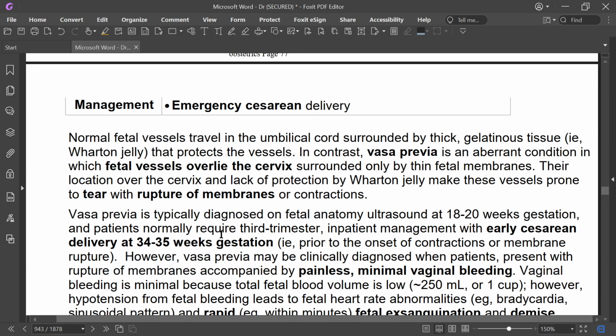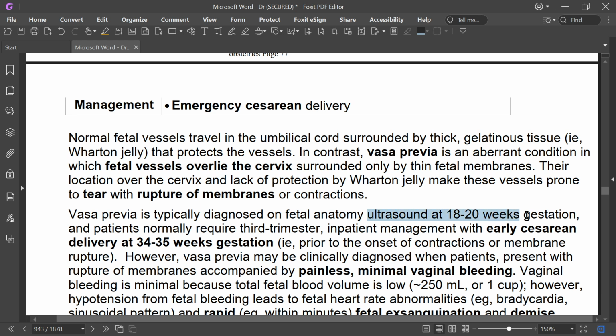Normal fetal vessels travel in the umbilical cord, surrounded by the thick gelatinous tissue Wharton jelly that protects the vessels. In contrast, vasa previa is the aberrant condition in which fetal vessels overlie the cervix, surrounded only by the fetal membrane. Their location over the cervix and lack of protection by Wharton jelly make these vessels prone to tear and rupture of the membrane. Vasa previa is typically diagnosed in the mid-trimester anatomy scan.